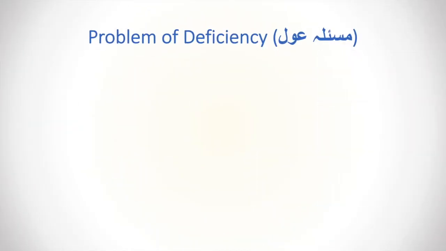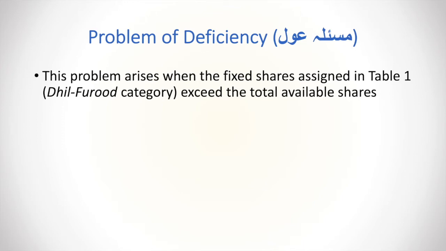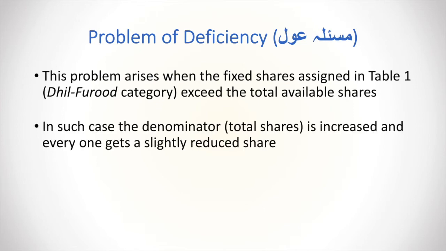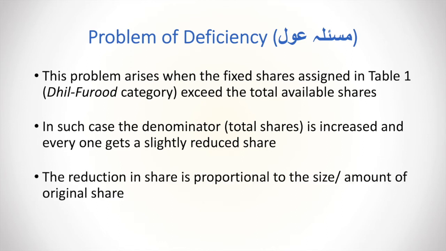To summarize, masla all is the problem of deficiency. It arises when the fixed shares assigned in table 1, which is the Zawil Furud category, exceed the total available shares. In such cases, the denominator, which is the total shares, is increased and everyone gets a slight reduction in share. The reduction in the share is proportional to the original share that they were assigned. So if someone was getting a lot in the beginning, their reduction will be more as well.